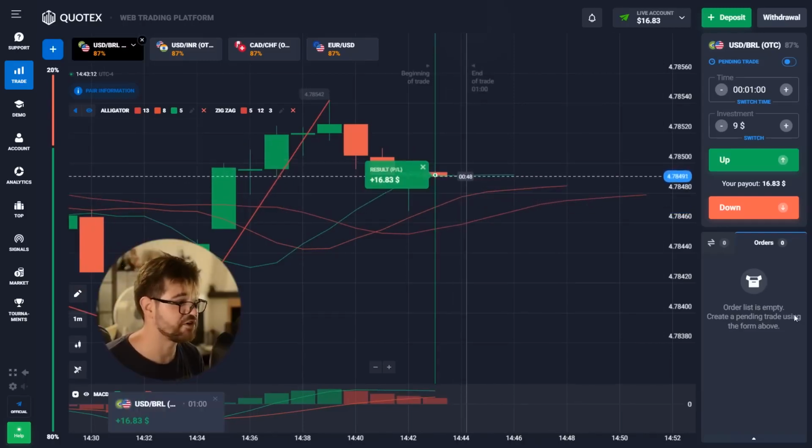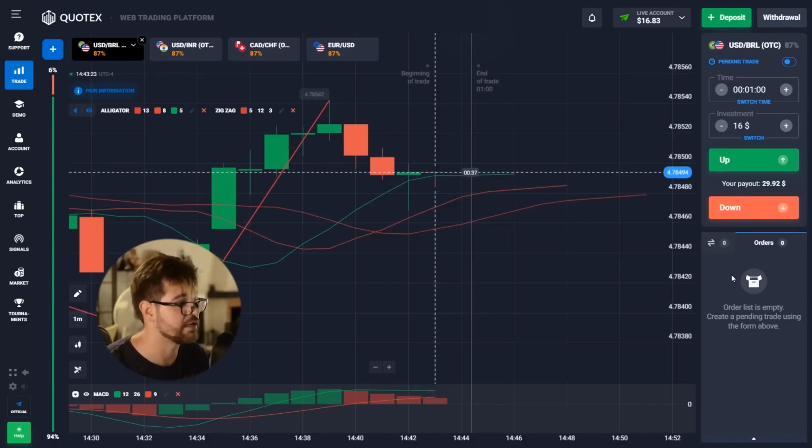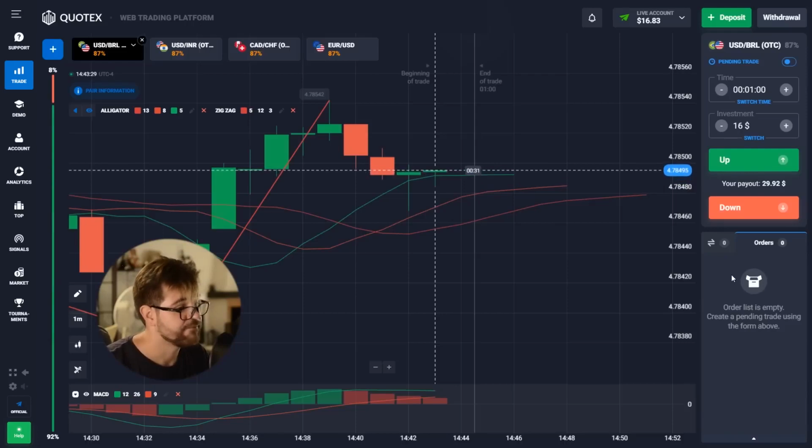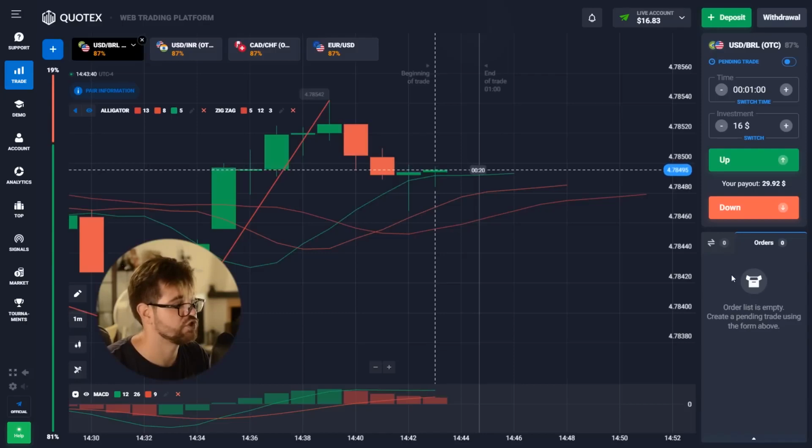And guys, we got a first profit here, $16.83. We're gonna put $16 in here, and we're gonna go with the next option. I usually change the currency, because I don't like to stay on the one currency for every option.